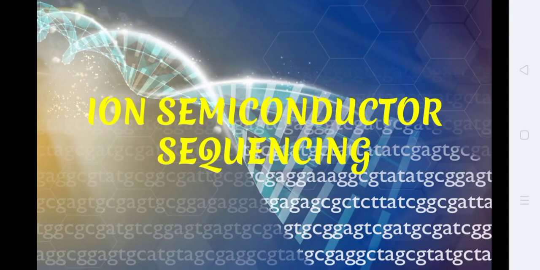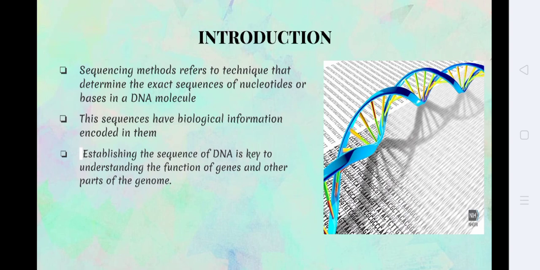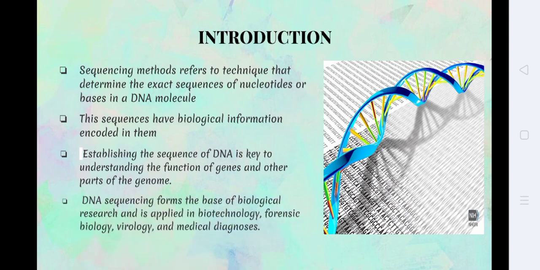So today we are going to talk about a sequencing method called ion semiconductor sequencing, also known as the ion torrent sequencing method. So first of all, what are sequencing methods and why are we using them? Sequencing methods refer to techniques which determine the exact sequence of nucleotides or bases in a DNA molecule. These sequences have biological information encoded in them. Upon knowing the sequences, we will understand various functions of the gene or other parts of the genome.